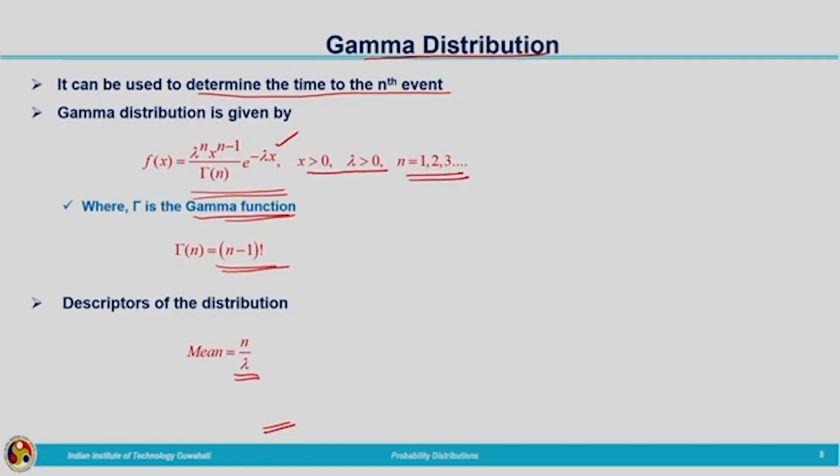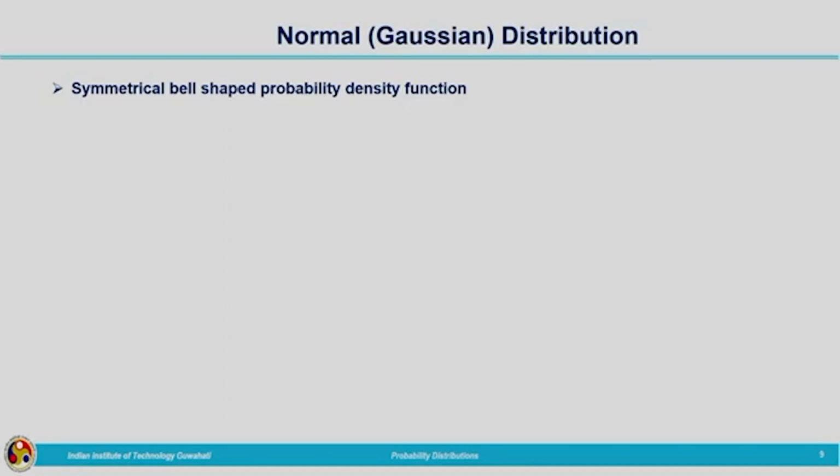Now, we will move on to the next continuous probability distribution, that is the one which is commonly used in hydrologic analysis, which is termed as normal distribution and also Gaussian distribution. So, Gaussian distribution is very common in hydrologic analysis. It has got a symmetrical bell-shaped probability density function. Probability density function can be schematically represented by means of a bell-shaped function.